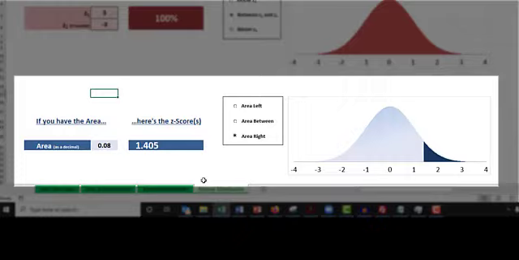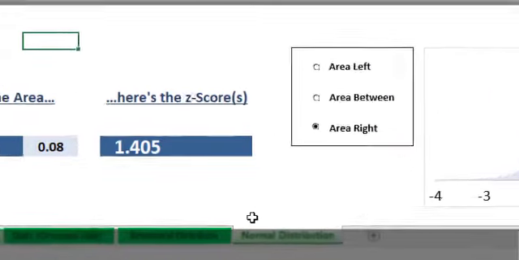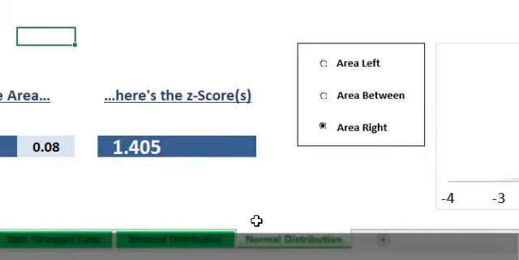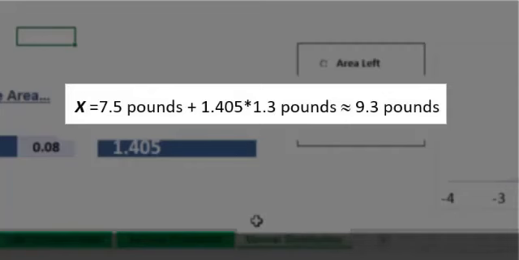All right, so now we've got to convert a Z-score of 1.405 to actual baby weight. So I recommend we use our handy dandy little converter formula, which means take the average of 7.5 pounds, add it to the Z-score, 1.405, times the value of the standard deviation of 1.3, and we come up with a baby weight of about 9.3 pounds, which I love.